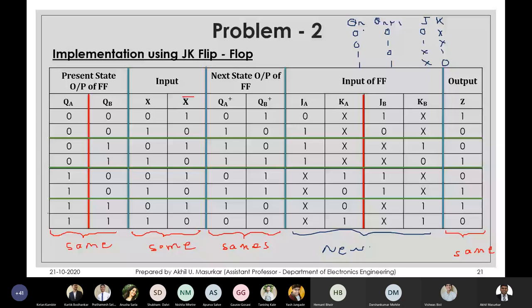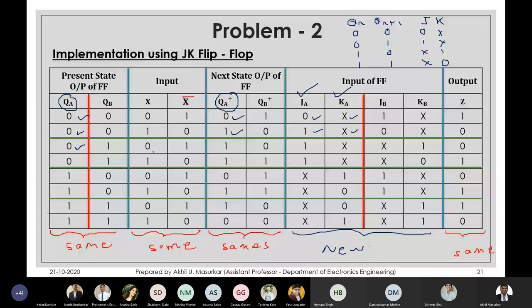Now you should see here that if now we want to fill JA and KA. So for that, we will look at QA and QA plus columns. You can see this is 0, 0. So 0, 0 means J is 0, K is X. J is 0, K is X. QA next is 0 and 1. So 0, 1 means J is 1, K is X. Then again 0, 0.